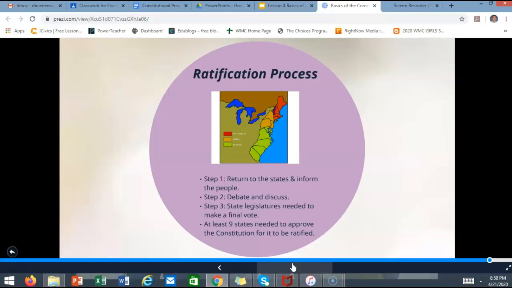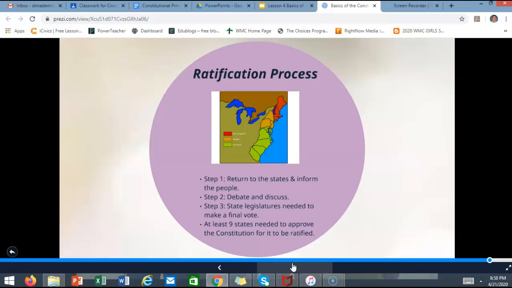Last thing, this addresses the 6th article out of the 7, the ratification process. Here's how this will work, and I do want you to know this, so write it down. The first step, after the convention, after this draft of the Constitution has been fully created, the delegates need to go back to their states and inform the people of what the plan is.